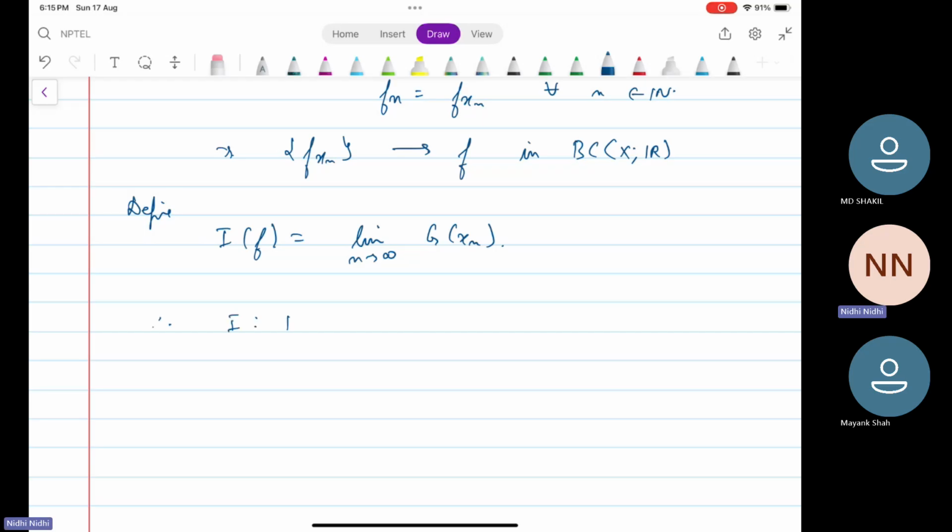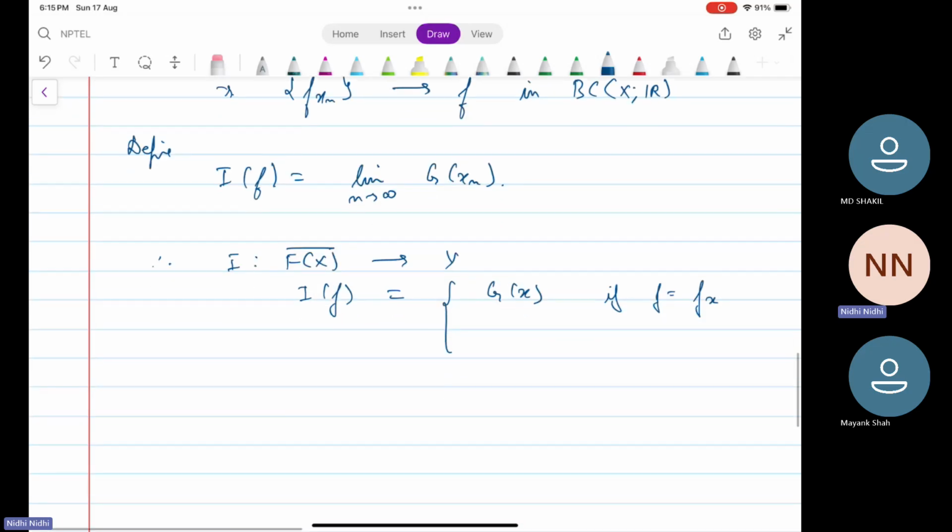Therefore, I of f to y is defined as equal to g(x) if f is equal to f_x. Otherwise, it is equal to the limit as n tends to infinity of g(x_n) if f is equal to the limit as n tends to infinity of f_{x_n}. Now I want you to check for yourself that this I is an isometry.